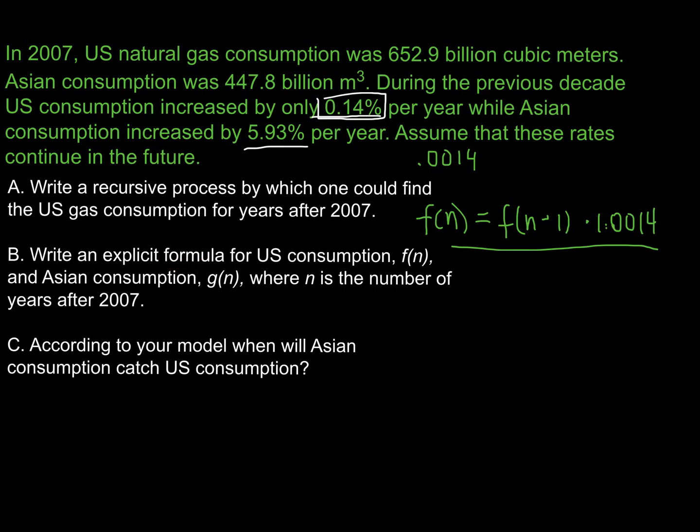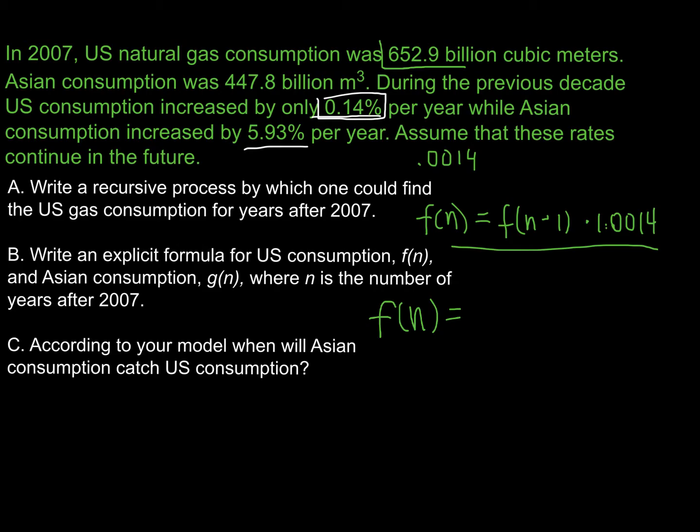And so I'm going to go over how to find the explicit formula for the U.S. consumption and then allow you to find it for Asian consumption. So what we're realizing is that for any given year, n, we're going to take the original amount of U.S. consumption, which was 652.9 billion cubic meters. It's a lot of gas.